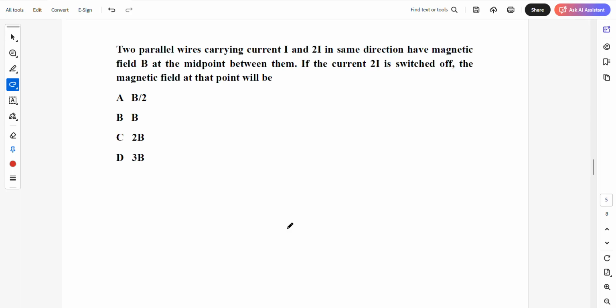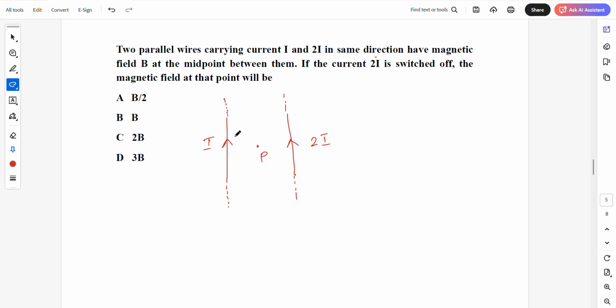The next problem says: two parallel wires carrying current I and 2I, infinitely long wires, in the same direction. Find the magnetic field at the midpoint between them. Let us say point P.